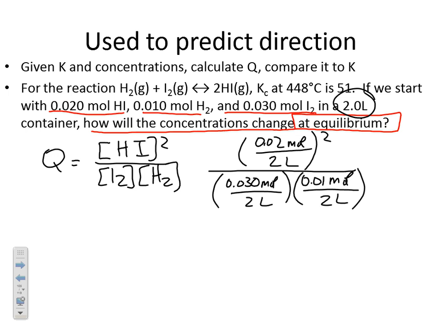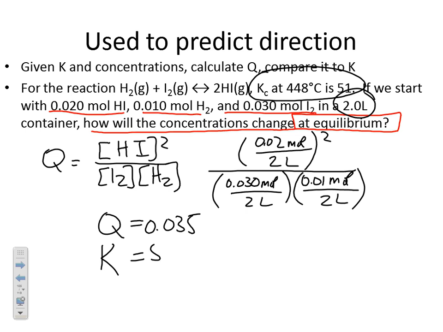So simply doing that math, plugging that into the expression, I get a Q value of 0.035. This is also a ratio just like K. In this reaction, it told us the K value. It says right here, Kc at 448 degrees Celsius is 51. So K is 51. So Q is substantially less than K, right? 0.035 is significantly less than 51.